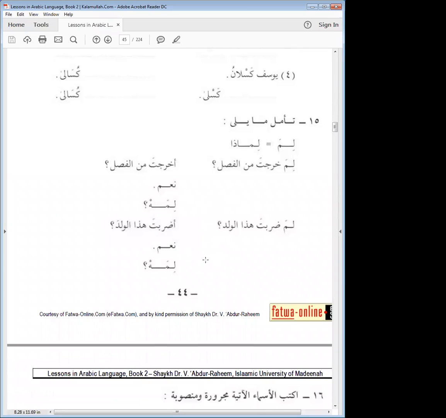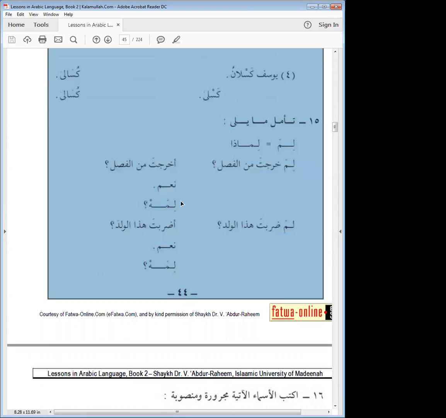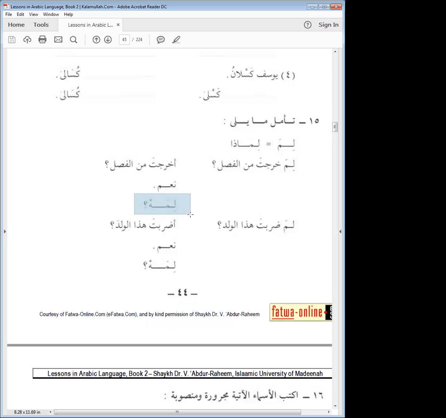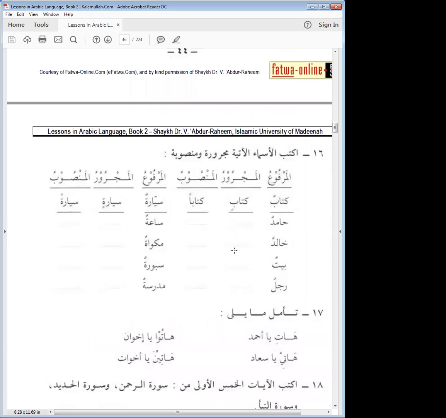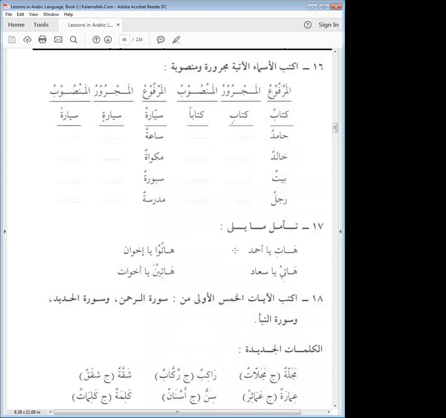Right, lima is equal to limada. If you're using it in a sentence, we use lima by itself. If you're using lima by itself, then we add the ha at the end. Now we can say limada. If we say limada, we don't add any ha. We just say limada as it is. But if we use any shortened version like lima, we add the ha at the end, as we see here. All right, good. Next page.